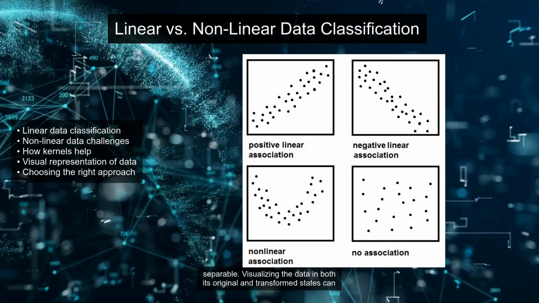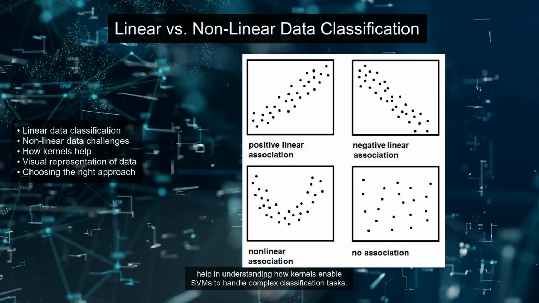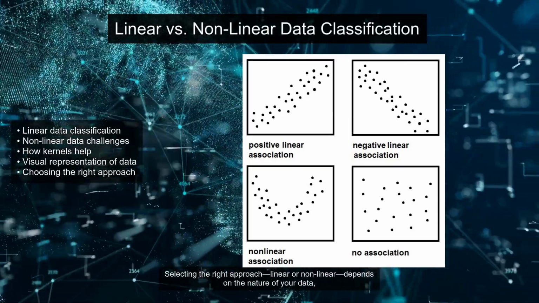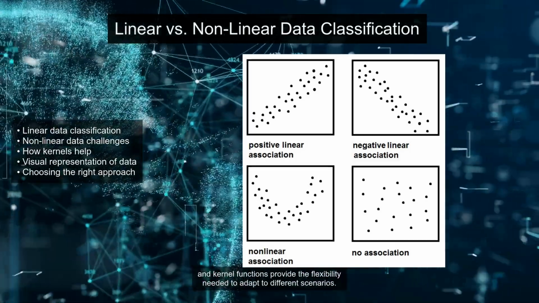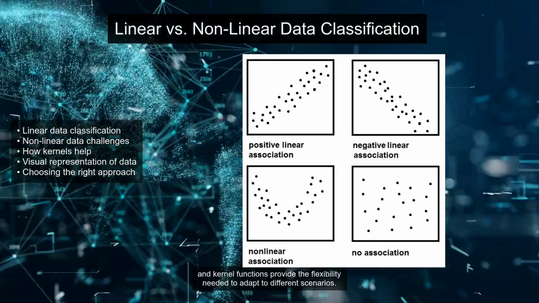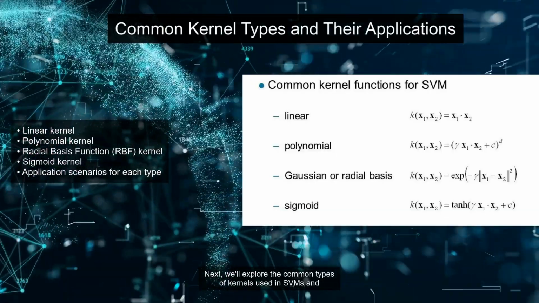Visualizing the data in both its original and transformed states can help in understanding how kernels enable SVMs to handle complex classification tasks. Selecting the right approach, linear or non-linear, depends on the nature of your data, and kernel functions provide the flexibility needed to adapt to different scenarios. Next, we'll explore the common types of kernels used in SVMs and their applications.